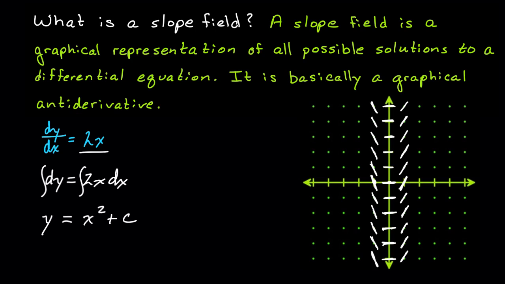All right, so what we would do then is continue filling up this entire graph with all these little tiny tangent lines. Now, as we move out this direction, our slope is just going to get more steep. As we move out this direction, also more steep, but in the negative direction.